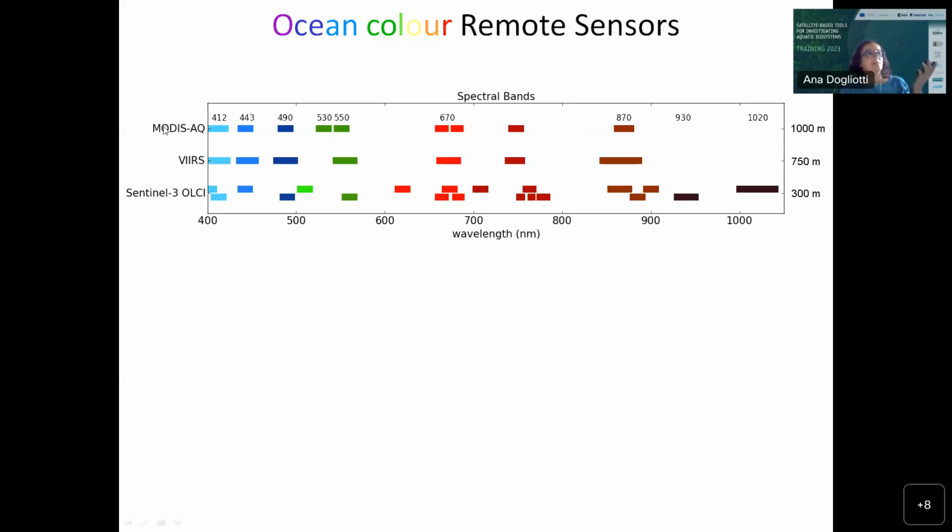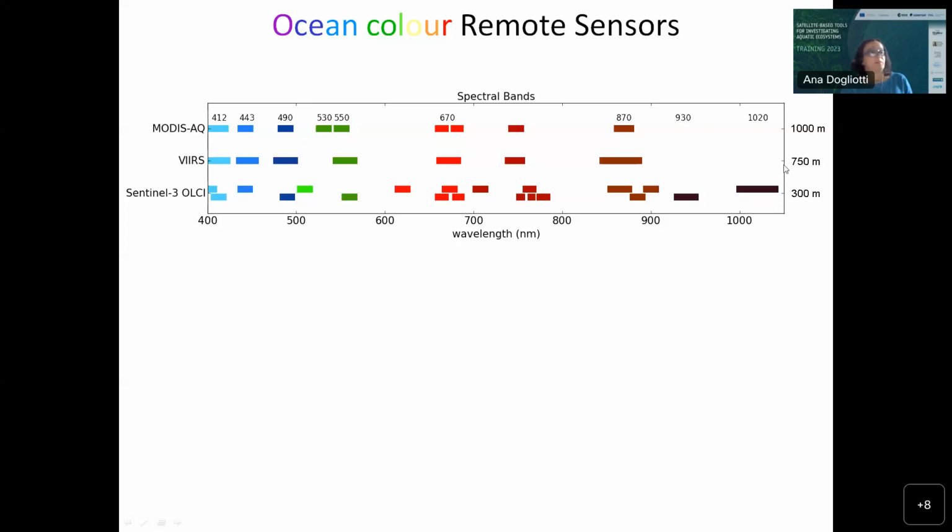Here are typical ones: MODIS Aqua, a typical ocean color sensor, VIIRS, Sentinel-3, and on the right you can see the spatial resolution of these sensors. You can see all of them have bands in the blue, in the green, in the red, and also in the near infrared.